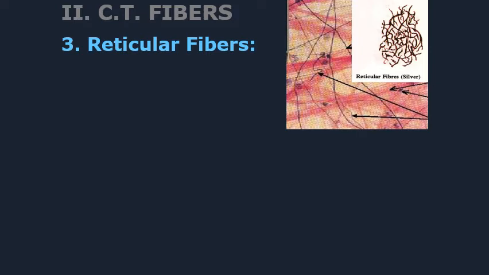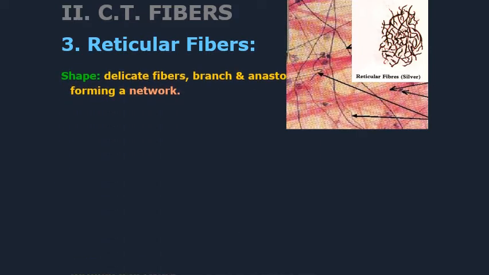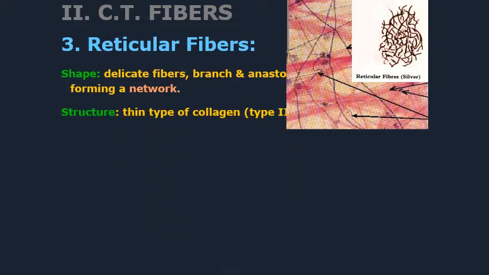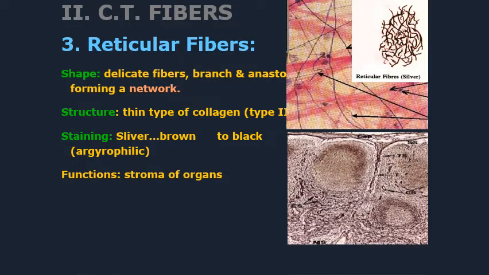Reticular fibers are the most delicate, formed by anastomosing and branching, forming a network together with the reticular cell. They stain with silver. They form the stroma of organs.